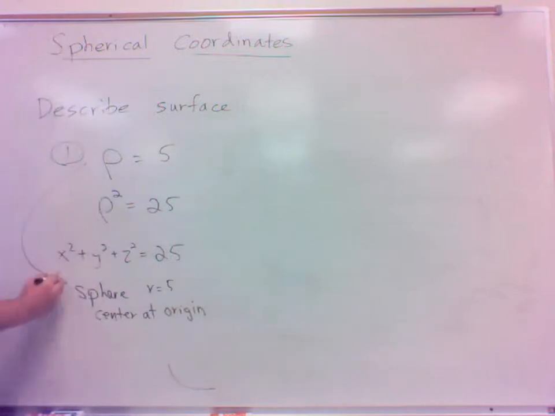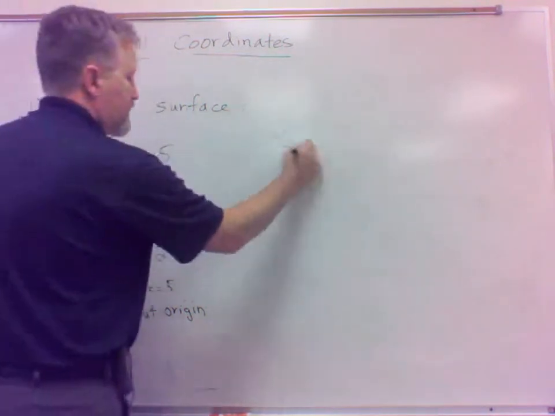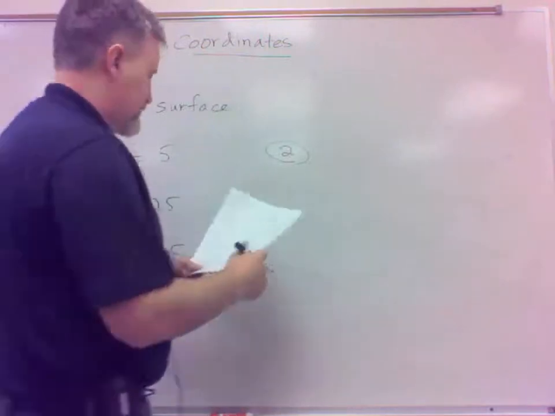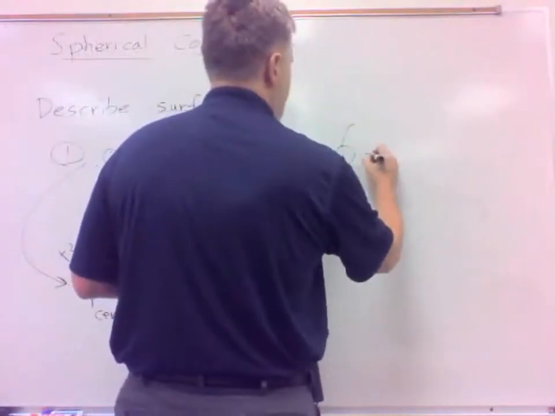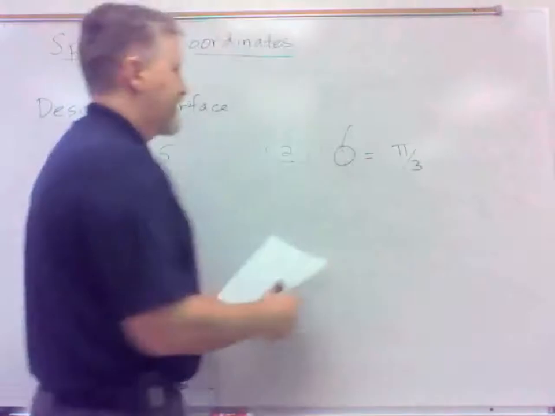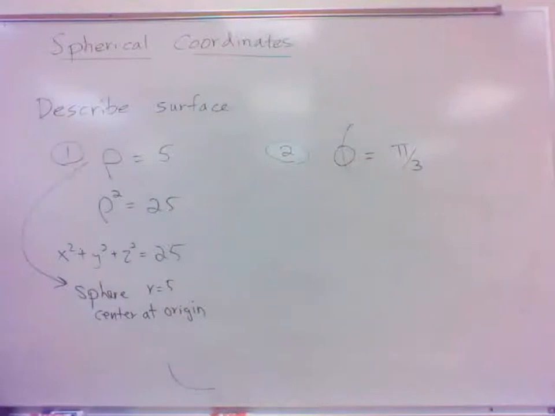Okay, so rho equals 5 is a nice, neat equation for describing a sphere. Rho equals any constant would be a sphere centered at the origin at that radius. All right. Also, like we said before, spherical coordinates are good for spheres, and they're also good here for this one.